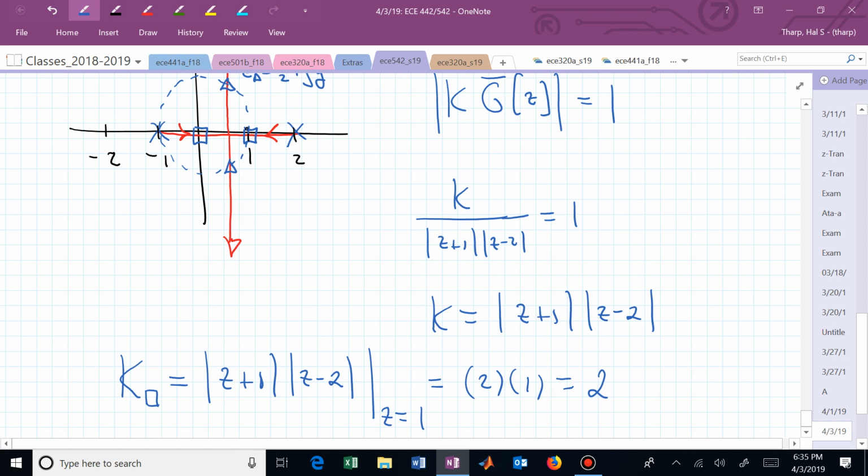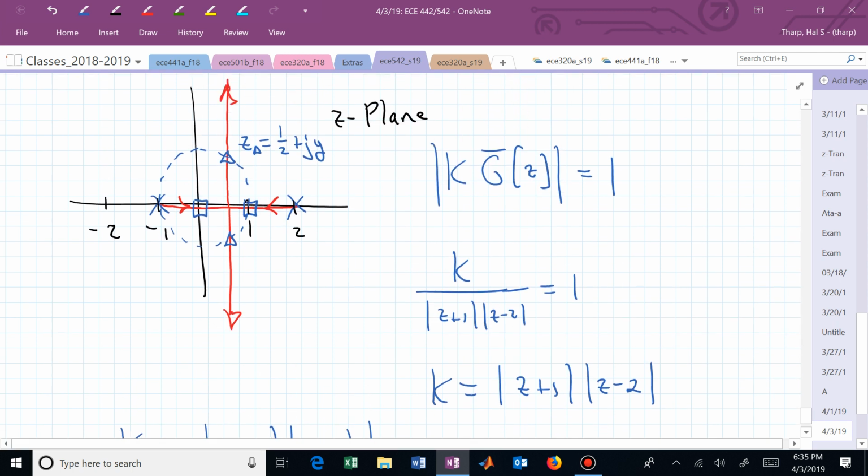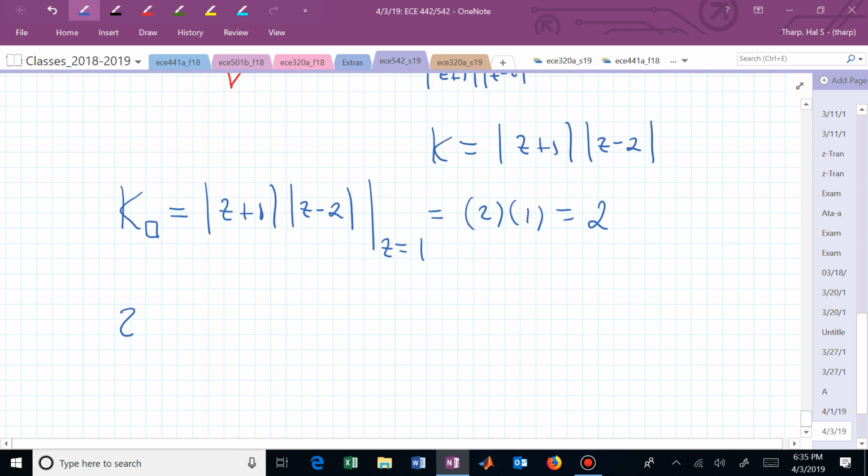So I need to crank up that knob k until I get to at least 2 in order to get me to that square, and then I can find the triangle point by solving for y. Since I know this distance, that hypotenuse is 1, I now know that I have a hypotenuse of 1 and a horizontal distance of 1/2. I can solve for y. That's the square root of 1 minus 1/4, or y is now the square root of 3 over 2. So the z triangle is now 1/2 plus j square root of 3 over 2.